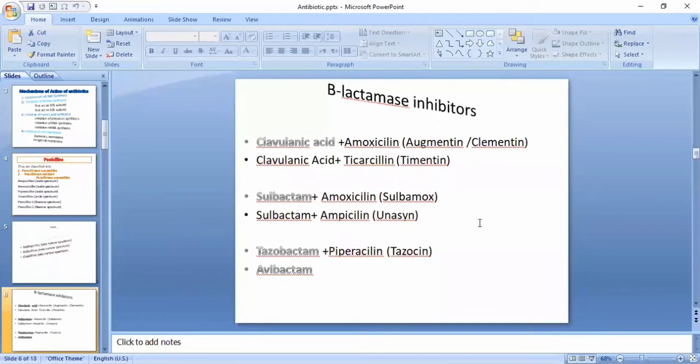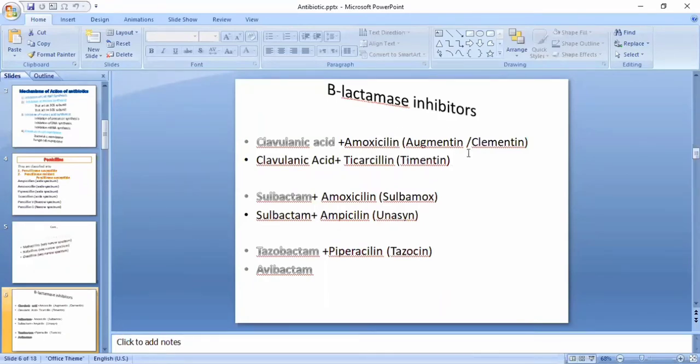आपने नाम सुना होगा बेटे, ऑगमेंटिन. ऑगमेंटिन सिरप फॉर्म में भी आता है, और इंजेक्शन फॉर्म में भी आता है, कैप्सूल फॉर्म में भी आता है, टेबलेट फॉर्म में. So Augmentin is a well known drug in the market, and this is a combination of beta lactamase inhibitor plus amoxicillin.